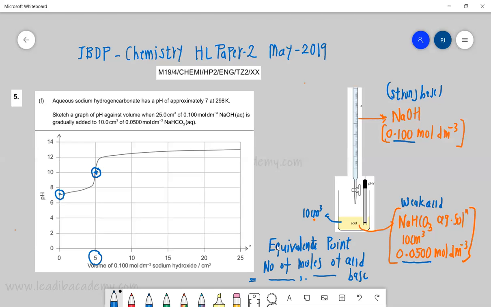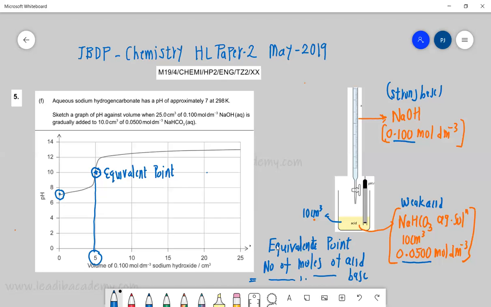At this point it is going to be achieved. So this is basically the equivalence point. At the equivalence point, we have already seen what is happening. Since it's a weak acid and strong base titration, the pH will definitely be higher than 7. It would be around 10. So at the equivalence point, the number of moles of acid and base are equal. The pH is around 10.